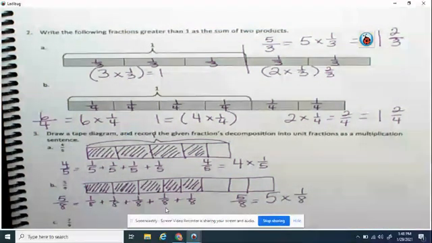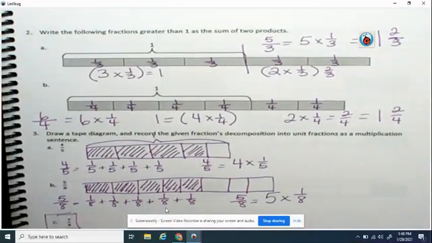Okay, we'll do this one during morning meeting. We'll do this one during morning meeting, and I'll do this one down here with you.